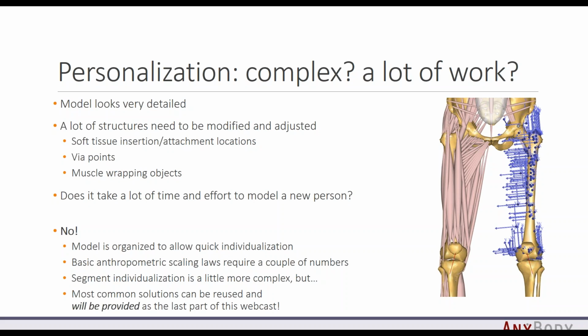And I'm wondering, does it take a lot of time and effort to model a new person? And we think that the answer is actually no, because we organize the model in this particular way that it allows for quick individualization. For example, we implemented basic anthropometric scaling laws that would only require a couple of numbers. For example, the height of the person, the weight of the person, and the fat percentage. Or it can use, of course, a few more numbers if you have available lengths of the segments.